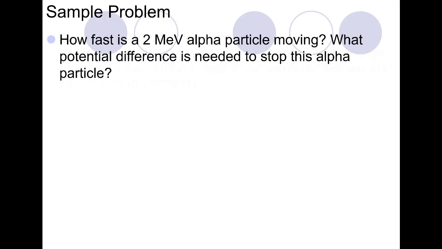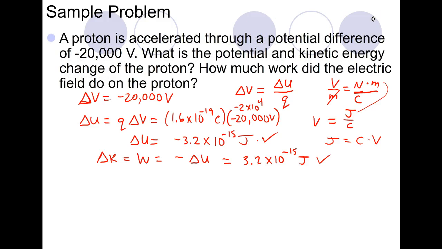One more example. Okay, how fast is a 2 MeV alpha particle moving? And what potential difference is needed to stop this alpha particle? Now, an alpha particle is just a helium nucleus, which is basically 2 protons and 2 neutrons. So it's got a charge of plus 2e. And it's got a mass of 4 times the mass of the proton, which is 1.67 times 10 to the negative 27th kilograms. That's just one of those things that sometimes you memorize as a physics teacher.